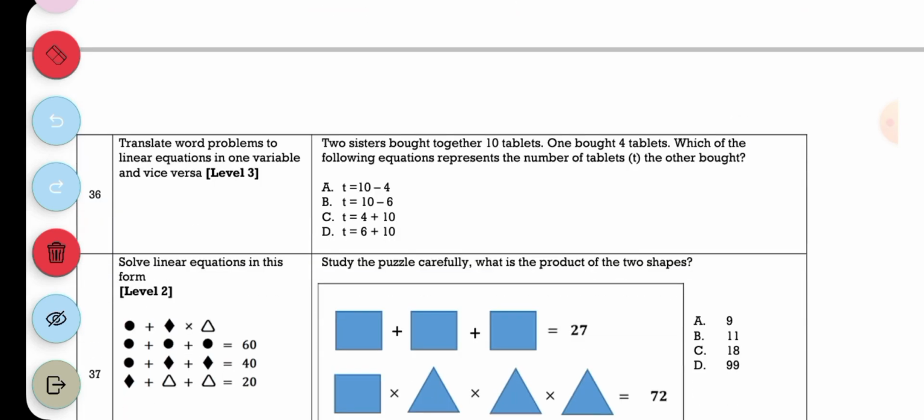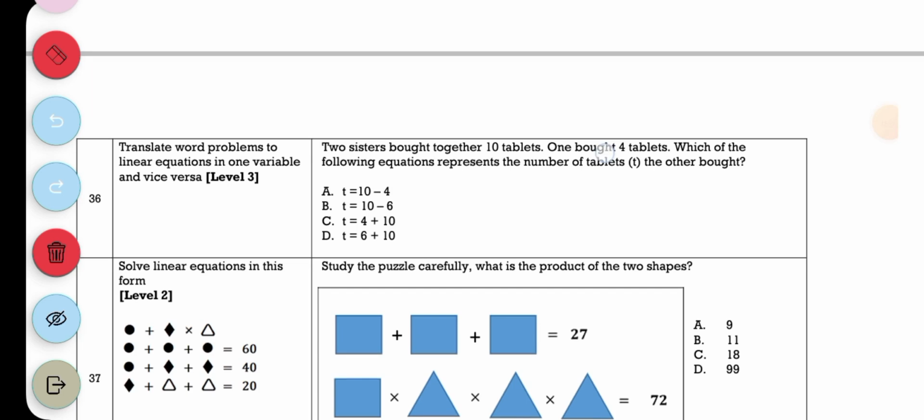Question 36. 2 sisters bought 10 tablets. One bought 4 tablets. Which of the following equations represents the number of tablets the other bought? You just need to subtract 4 from the total. So subtracting 4 from the total, this equation, which is A, is what is right.